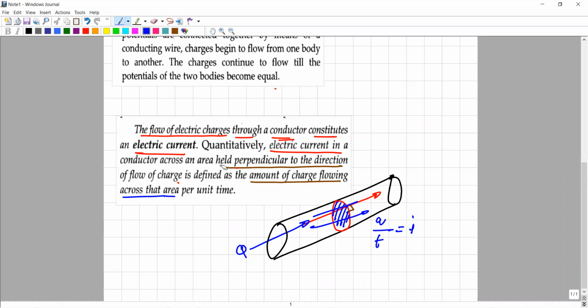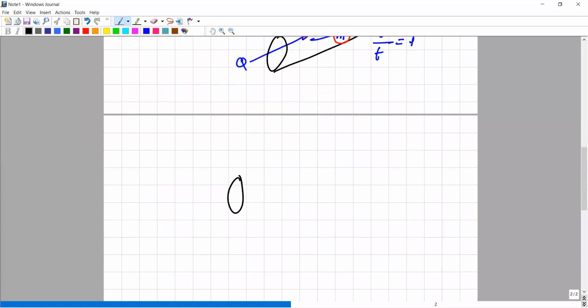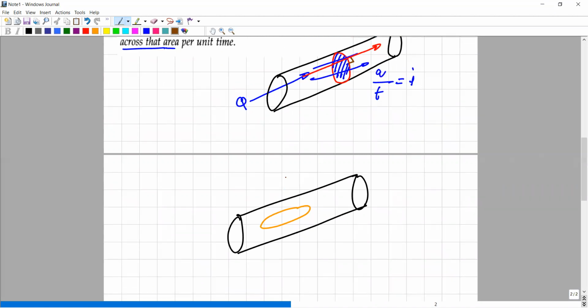This is the standard definition in area held. Now if you think the other way, you can imagine, let's say this is another conductor, and within this conductor you have decided that, let's say, this be our area. Now this area is in the direction of the flow of charge. If the charges are flowing like this, then this area is in the direction of flow of the charge itself.